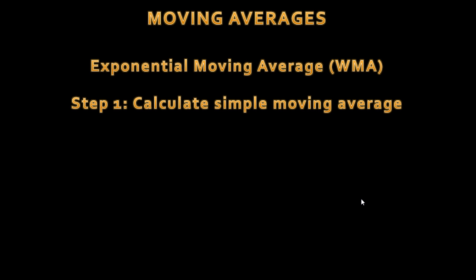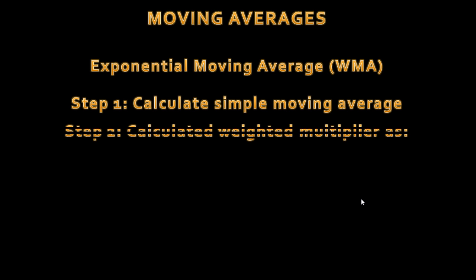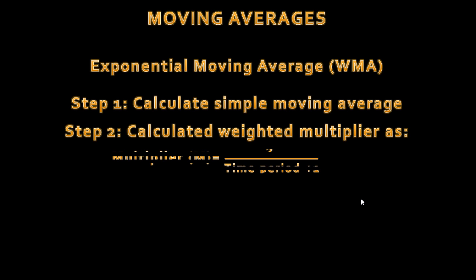The simple moving average becomes the starting point for your calculation. Now let's say the simple moving average value for day 20 is 42, the simple moving average for day 21 is 43, and the simple moving average value for day 22 is 44. The next step is to calculate the weighted multiplier m, equal to 2 upon time period plus 1. So in this case, if we are calculating the 20-day moving average, then our multiplier m will be equal to 2 upon 20 plus 1, which will approximately be equal to 0.1.